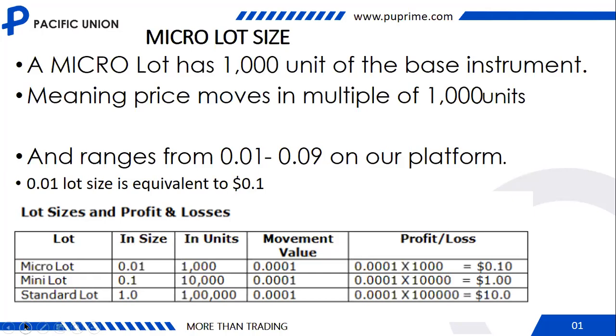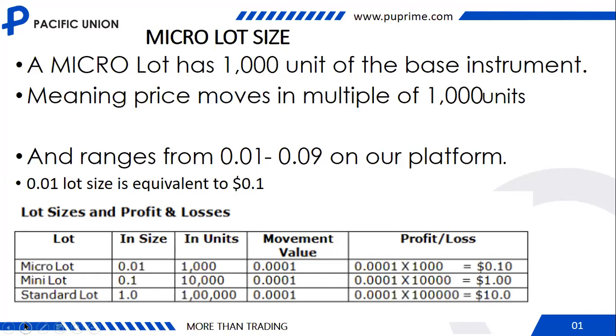And if you are trading a mini lot size, you start from 0.1 to about 0.99, which means that 1 pip is $1. So 2 pips is $2, 3 pips is $3. Now it is in multiples, don't forget. So if you use 0.2, 1 pip is how much? $2. So 2 pips is $4. So they are all in multiples.